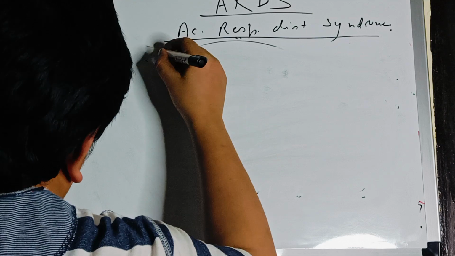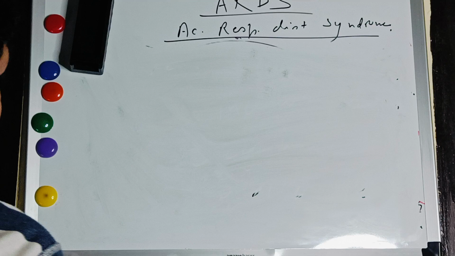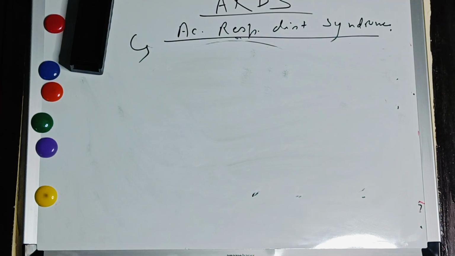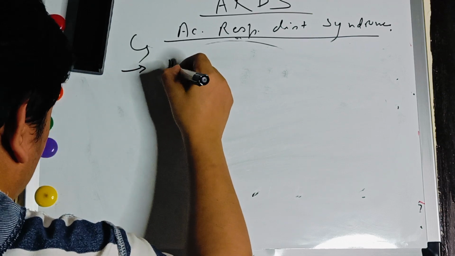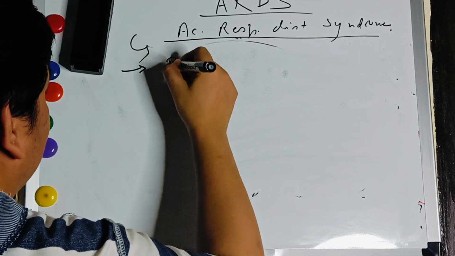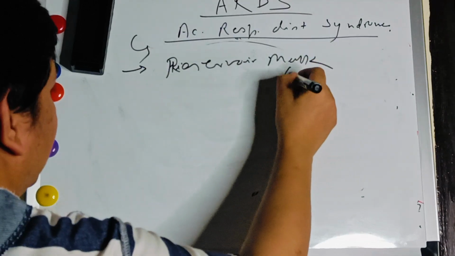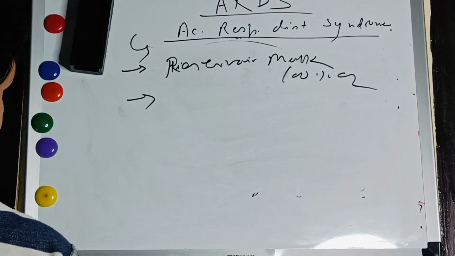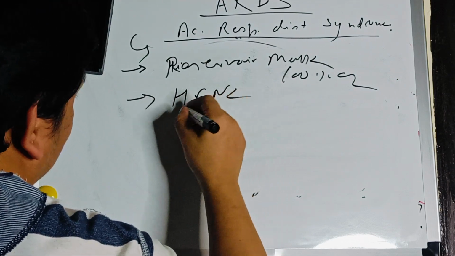What to do when there is refractory hypoxemia? Before proceeding further, we should learn a general idea. If an ARDS case comes into the emergency, we will start with high flow, a reservoir mask with 100% oxygen. If it is not able to maintain PO2 above 60, then we go with HFNC, high flow nasal cannula.